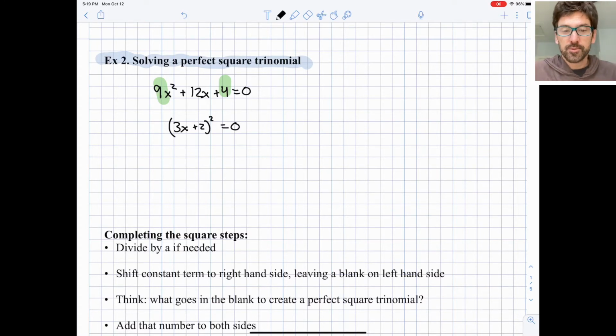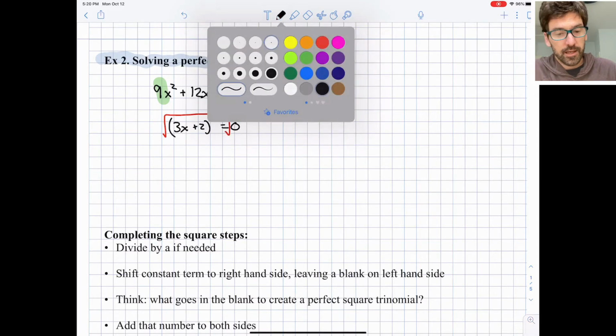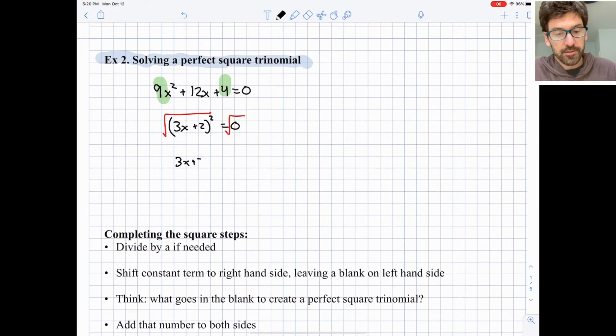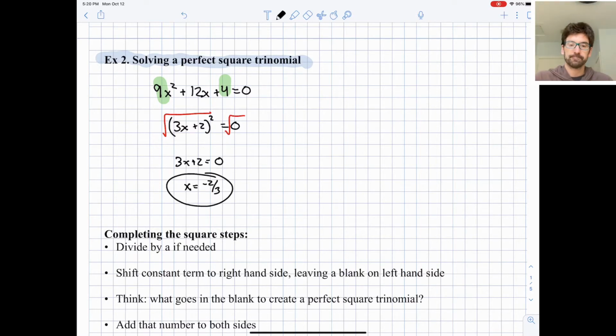Okay, we can square root both sides. And what we end up with is 3x plus 2 equals 0. 0 only has one square root. And we can solve for x from there, subtract 2 from both sides, then divide by 3. And x will be negative 2/3. So that would be our only solution to that equation.